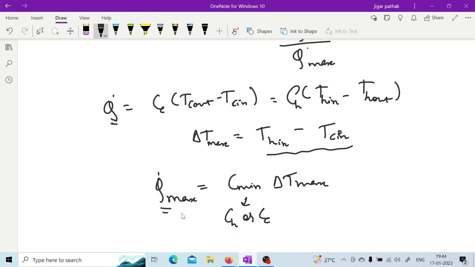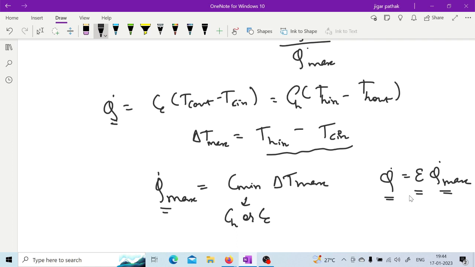And if you have an idea about the effectiveness of the heat exchanger, then you can easily calculate the actual heat transfer from this simple relation. So if you have the effectiveness of the heat exchanger, the inlet temperatures of hot and cold fluid, and the mass flow rates of hot and cold fluid, then you can calculate the actual heat transfer rate. So this is how you have the effectiveness of your heat exchanger.